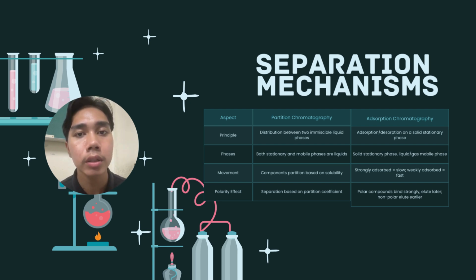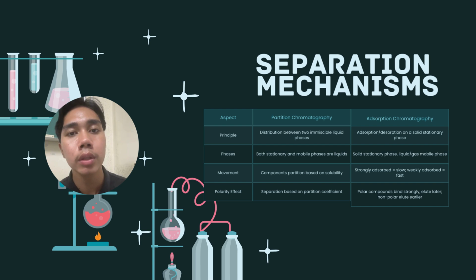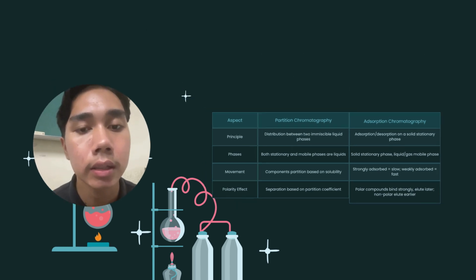Components that are strongly adsorbed to the stationary phase move slowly, while weakly adsorbed components travel faster. Polarity also plays an important role. In adsorption chromatography, polar components interact more strongly with the stationary phase and therefore elute later. Non-polar compounds interact less and elute earlier.